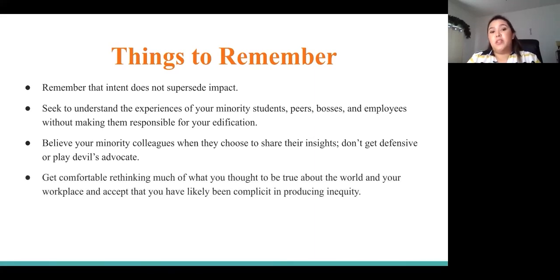Get comfortable rethinking much of what you thought to be true about the world and your workplace, and accept that you have likely been complicit in producing inequity. I like the response in the Poll Everywhere that said, I'm sure I've done it to someone else in the past. Just acknowledging that gets you in the right direction to explore that a little bit more.